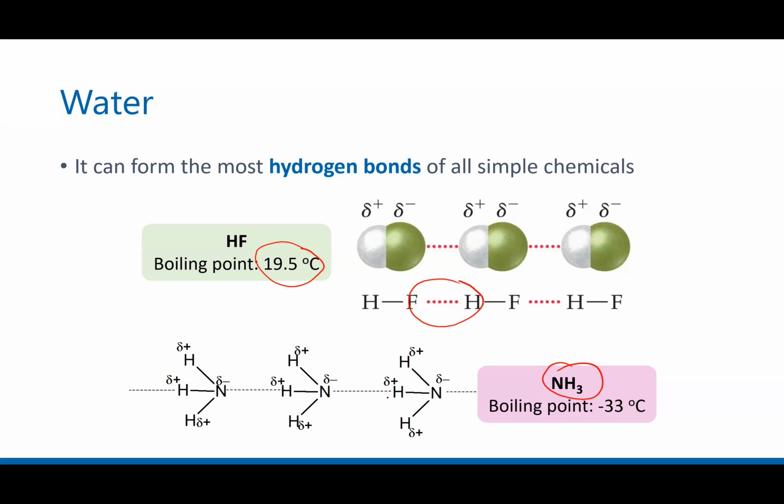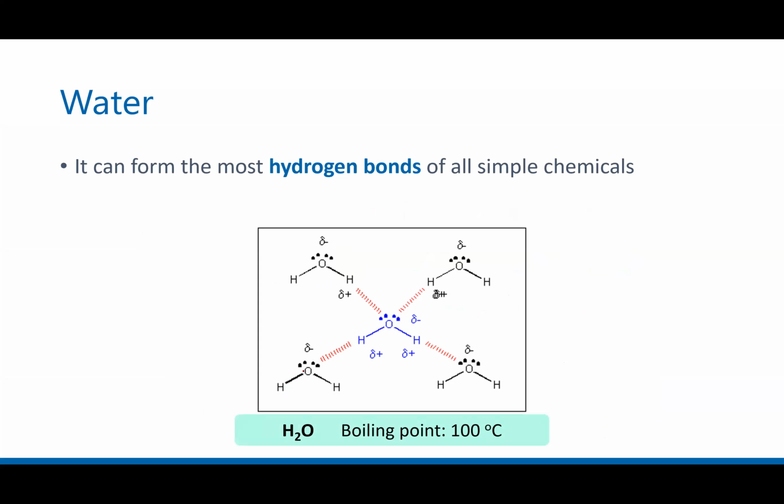NH3, the boiling point of NH3 is again very low. Just let me check something actually. Ammonia boiling point. Yeah, so the boiling point of ammonia is negative 33. You don't have to memorize these numbers, don't worry. Again, very low. And ammonia can form one hydrogen bond. You don't need to know these diagrams, don't worry. All you need to know is that water, of all the simple covalent compounds, water can form the most hydrogen bonds. So you can see circled in red, all of those hydrogen bonds around the water molecule. Because water can form so many hydrogen bonds, it has a very high boiling point.